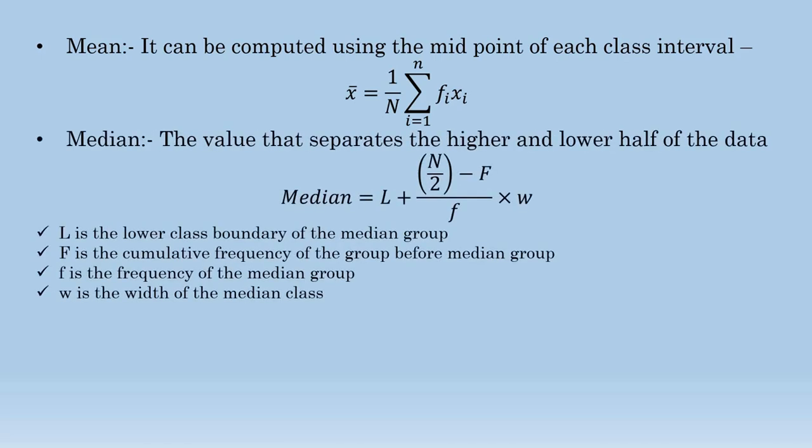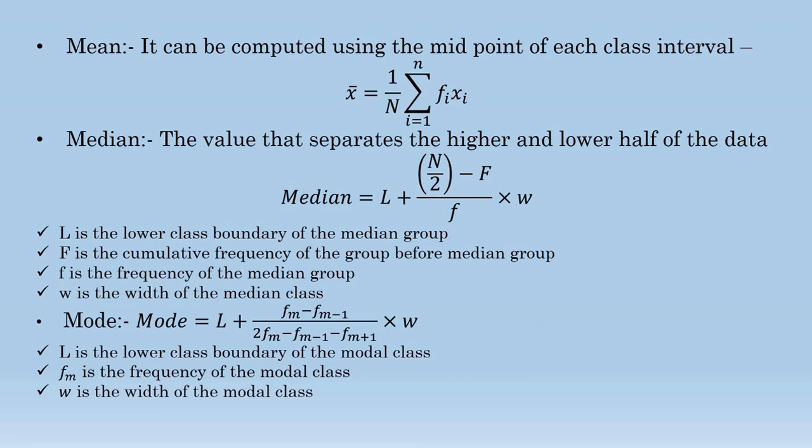Xi is the midpoint. Similarly, median, the middle value, which is denoted as L plus (n/2 minus capital F) divided by small f, into W. Capital L is the lower class boundary of the median group. Capital F is the cumulative frequency of the group before median group, and small f is the frequency of the median group. W is the width of the median class. We are given certain number of classes against their corresponding frequencies. So the middlemost class is the median class.